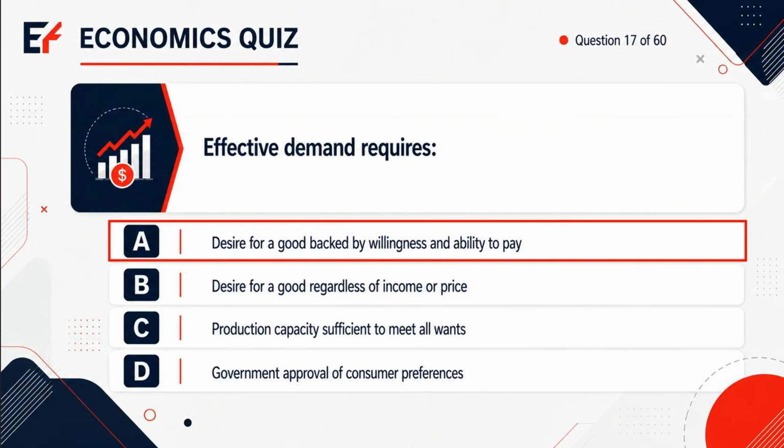Option B is wrong because desire alone is not enough in economics. Option C describes production capacity, not consumer demand. Option D is also incorrect because government approval is not required for demand to be effective. Remember, demand becomes effective only when desire is backed by money and readiness to buy.